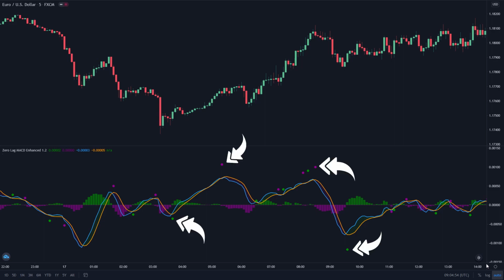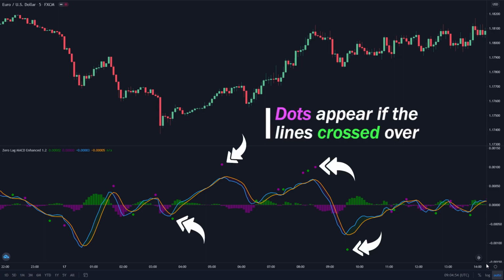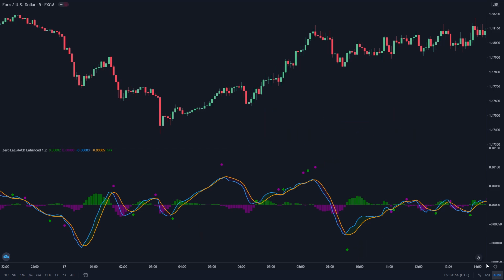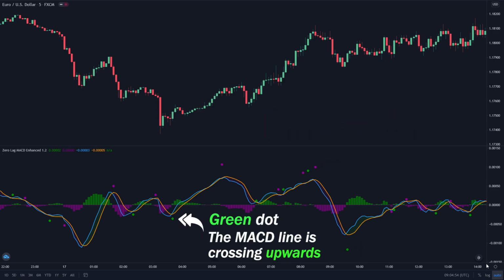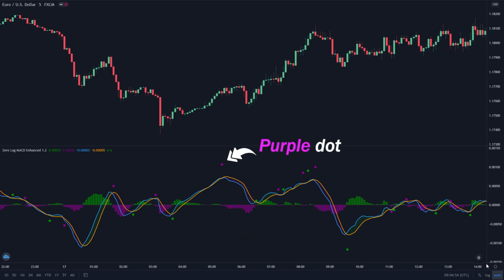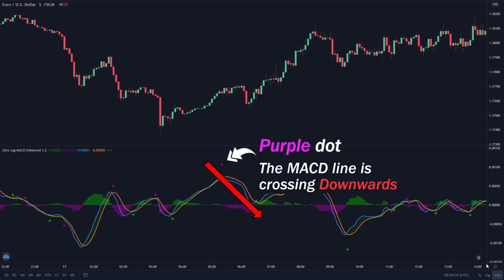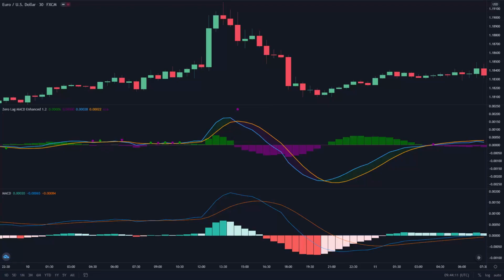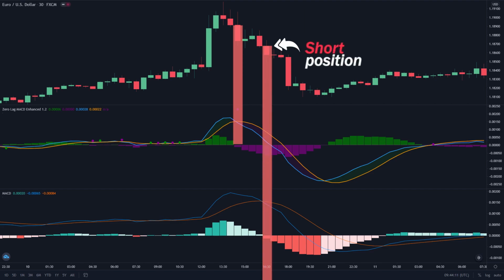We also have these dots that will help us determine when a line crosses over. If this green dot appears, it means the MACD line is crossing upwards and we take a long position. And if this purple dot appears, it means the MACD line is crossing downwards and we take a short position. So you can see the difference between a normal MACD and a zero lag MACD. The zero lag MACD gives a much earlier entry signal than the classic MACD. If you would have used the classic MACD, you would pretty much miss the trend already because of a late entry.